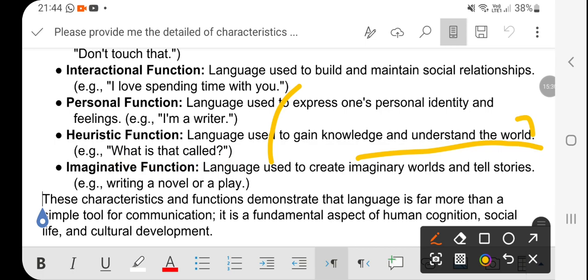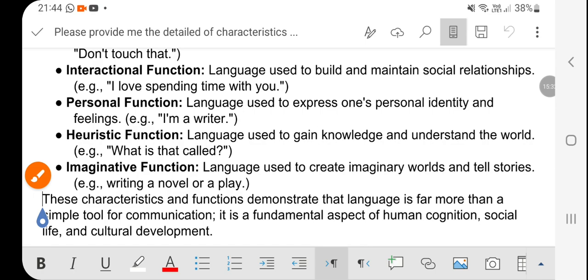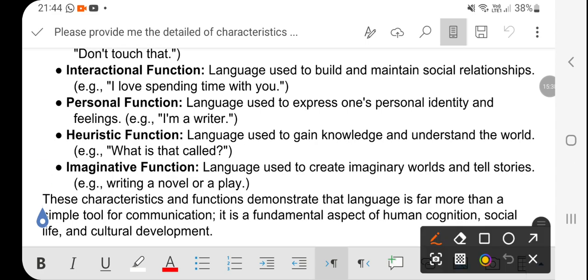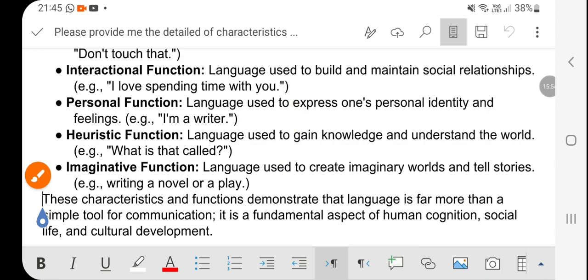Okay, and the last one is imaginative function: language to create an imaginary world, right? And tell stories, right? Writing a novel or play or poetry or nukkad natak, a street play kind of thing, that is imaginative function. Okay, so these are the functions.